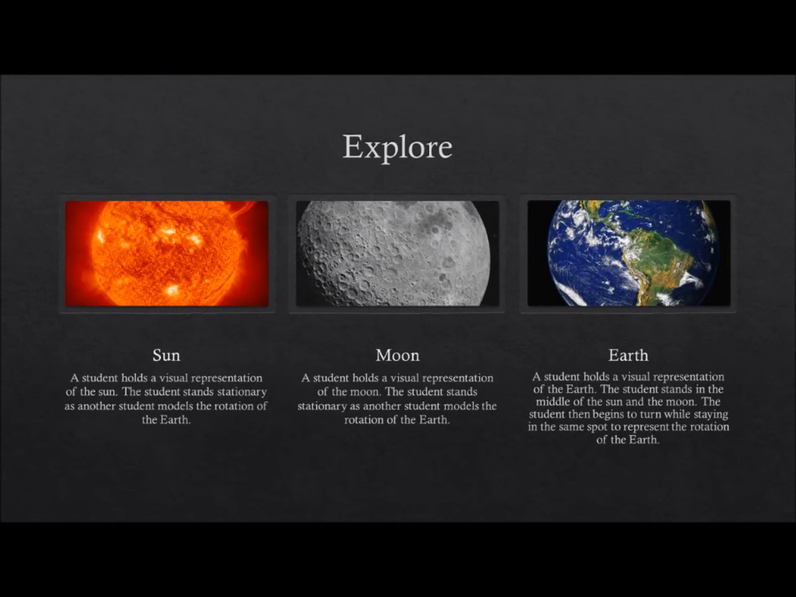During the Explore portion of the lesson, one student holds a visual representation of the Sun, another holds a visual representation of the Moon. Each of these students stands stationary. Another student holds a visual representation of the Earth. That student stands in the middle between the Sun and the Moon. The student holding the representation of the Earth then begins to turn while staying in the same spot to represent the rotation of the Earth.